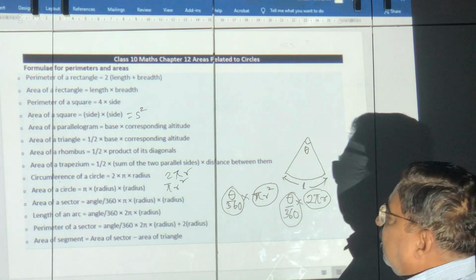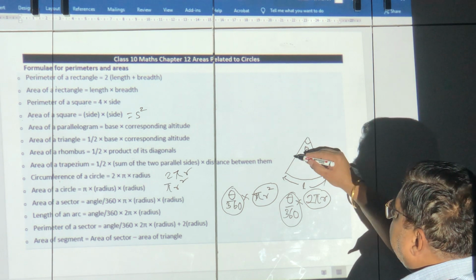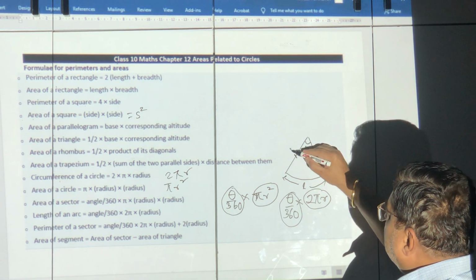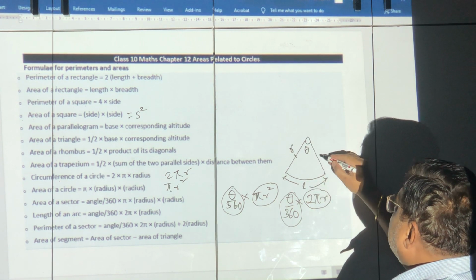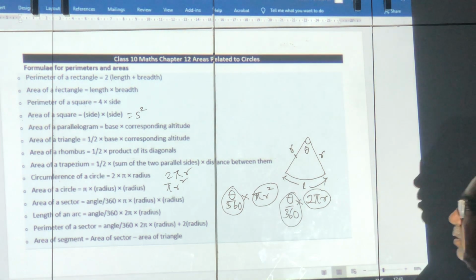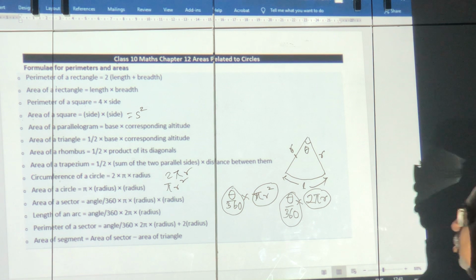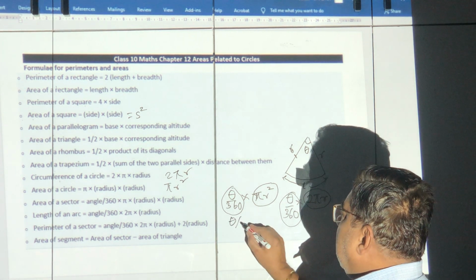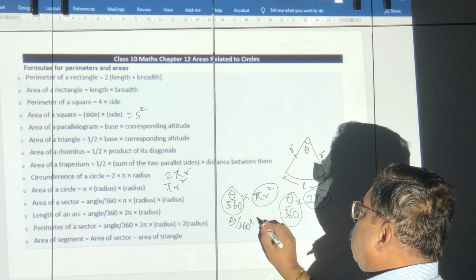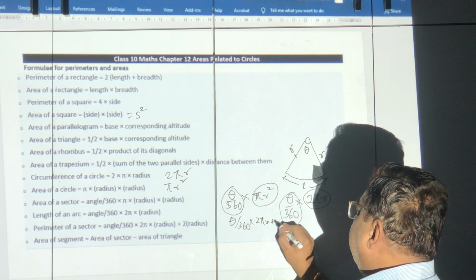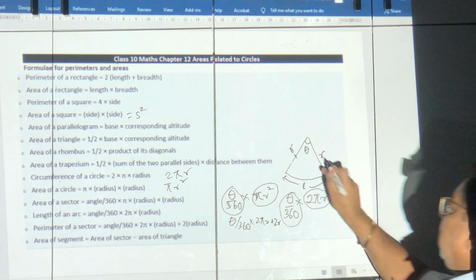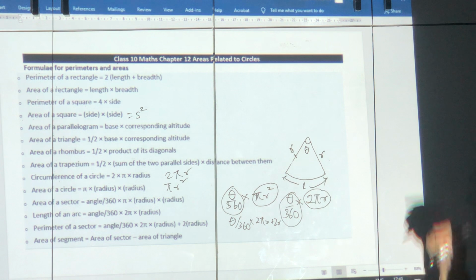Then perimeter of a sector. Perimeter means this side radius plus this length plus radius. Directly we can find out. Theta upon 360 into 2 pi r plus 2 times radius. Length we know. We have to just add 2 radius to it.